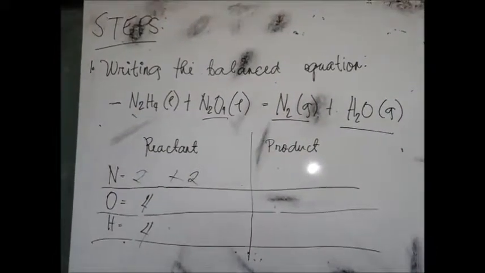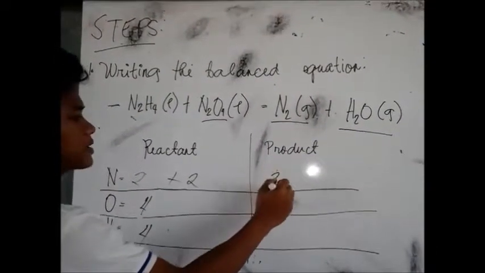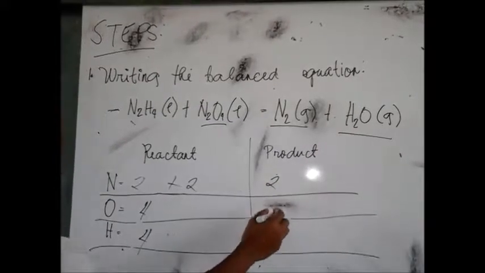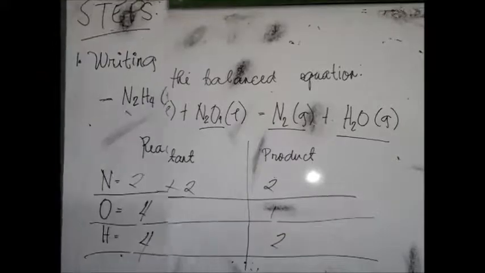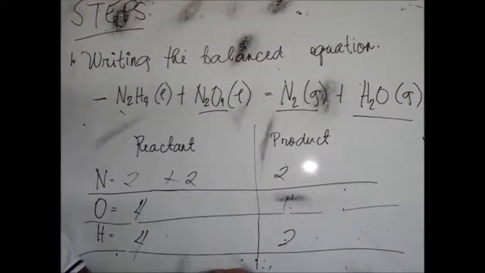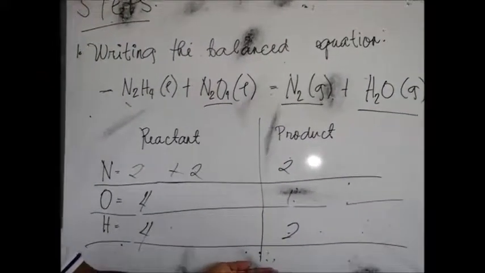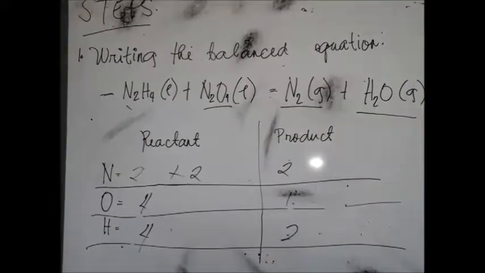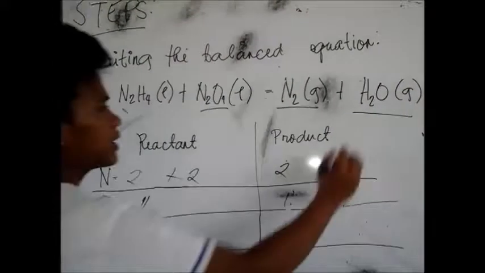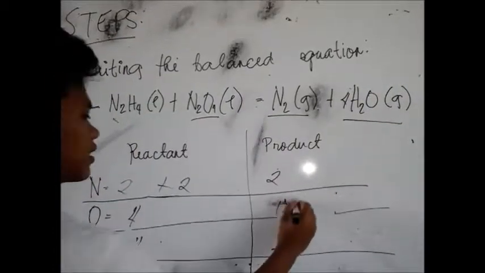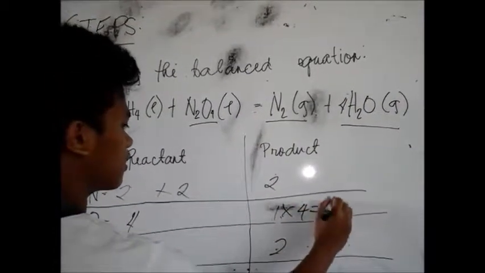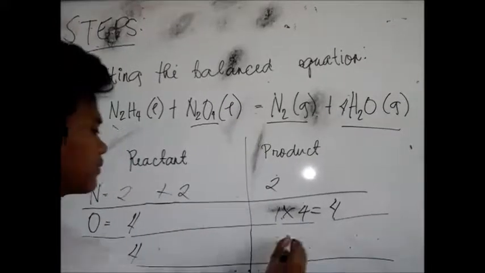On the product side, nitrogen has only 2 atoms, oxygen has 1 and hydrogen has 2. As you can see, the equation is not balanced. So, we will multiply them by a number that will make them equal. First, we will multiply H2O by 4, making oxygen 4 and hydrogen 8.